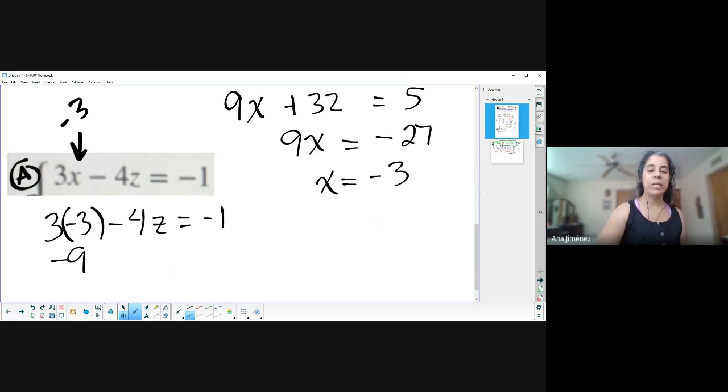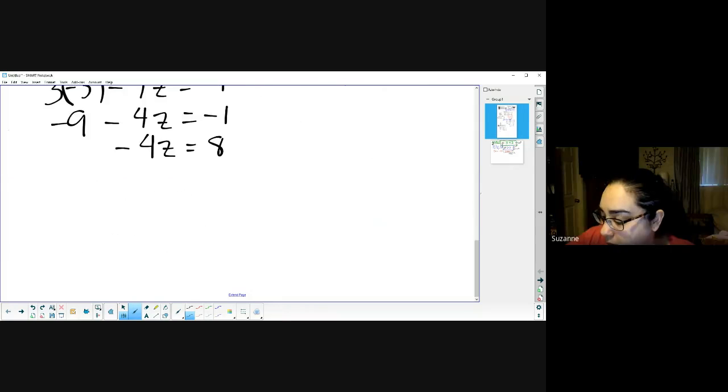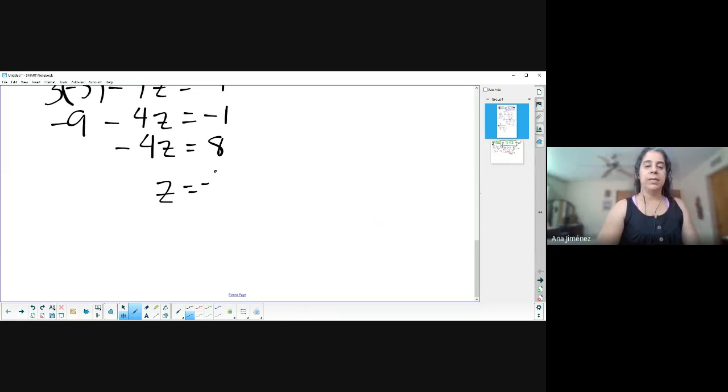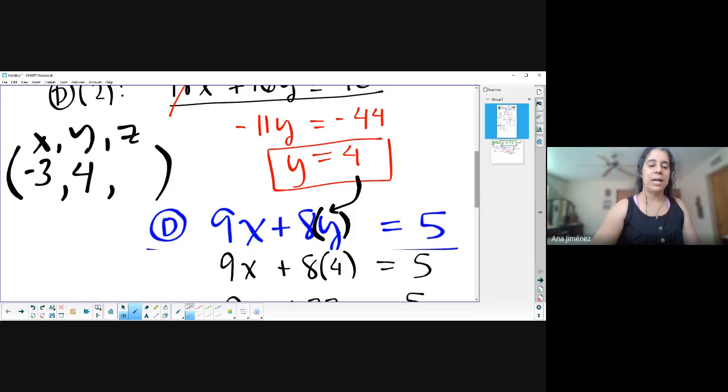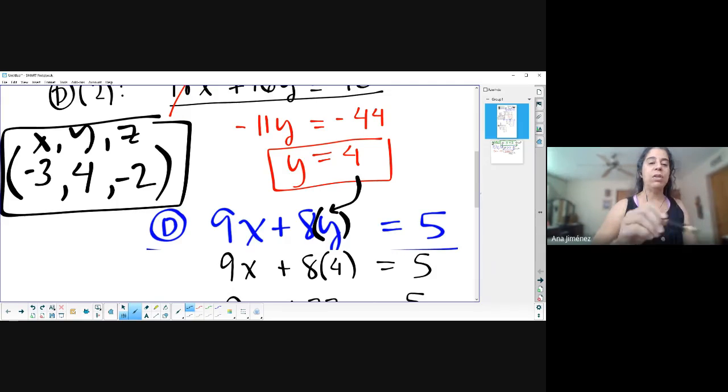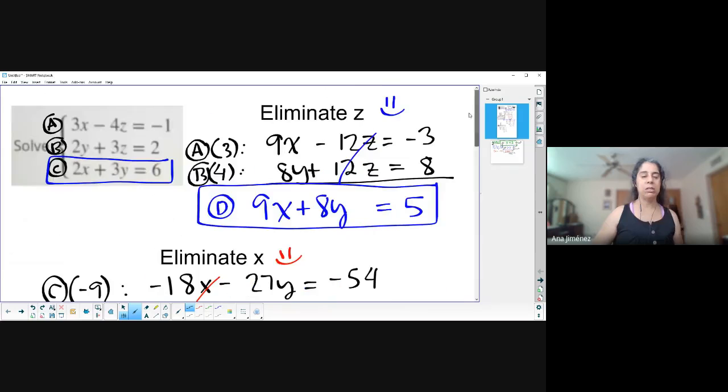Okay, so this is one equation, one unknown. That's kind of nice. So it's going to be 8 minus 4z equals 8, z equals -2. Nice. And so that's your answer. -3, +4, -2. And again, if you put these solutions into any of these three equations, you should get a true statement. And that's how you would check your answer, like on a test.